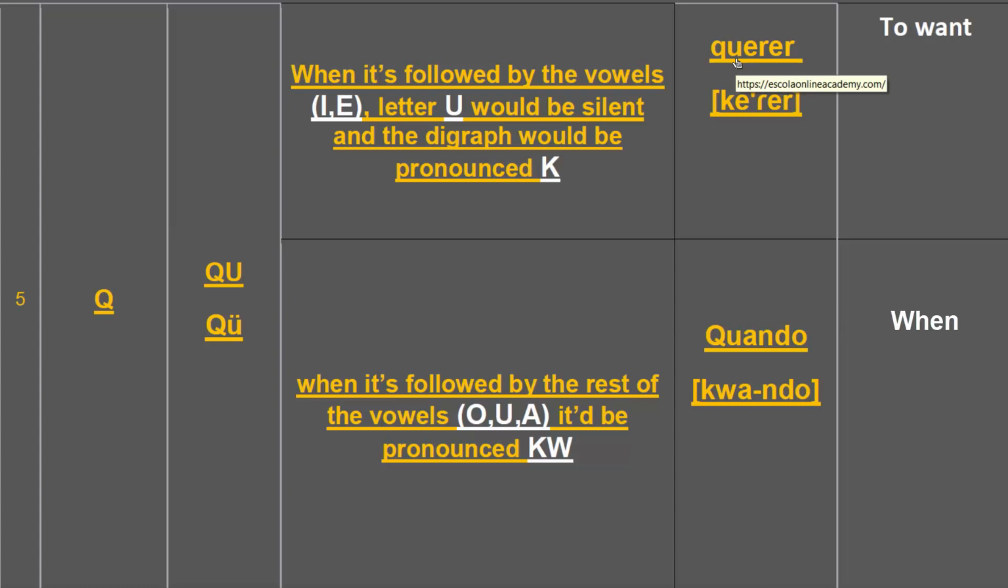As you see here, letter U is not pronounced, it is silent, and the digraph is pronounced only K. When it's followed by the rest of the vowels, A, O, U, it would be pronounced as KW. The example that we have here is the question word when, which means "quando". As you see here, letter U is pronounced as W, so it would be "qua", quando.